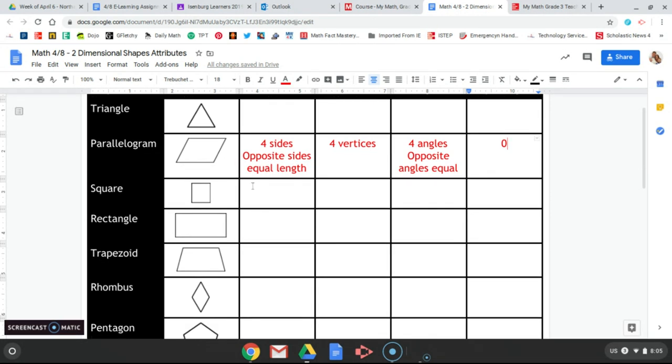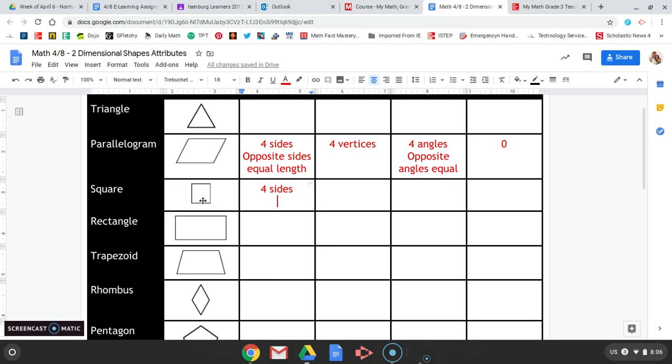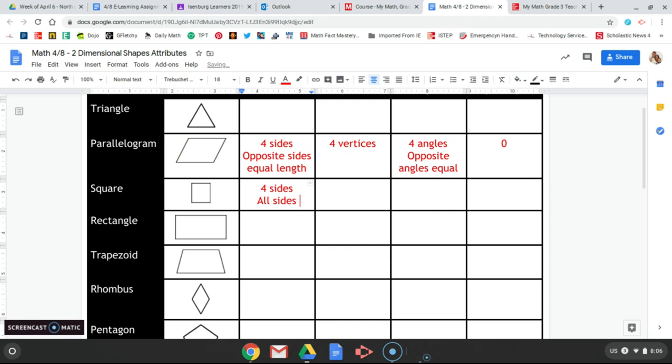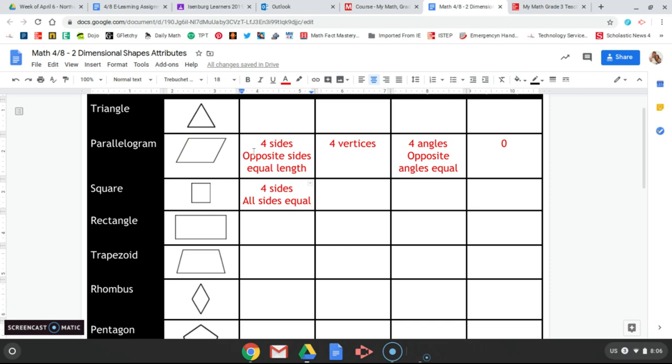So now let's look at the square. Square still has 4 sides. But now let's think about those sides. The top and bottom are equal, but those are also equal to the right side and the left side. So in order for something to be a square, all sides have to be equal. Okay. Now, technically, a square is a special kind of parallelogram, because look at the rules of a parallelogram. The opposite sides have to be equal in length. Well, that's true of a square. The top and bottom are equal, and the right and left are equal. So technically, the rules of a parallelogram also fit the rules of a square. Let's keep going.